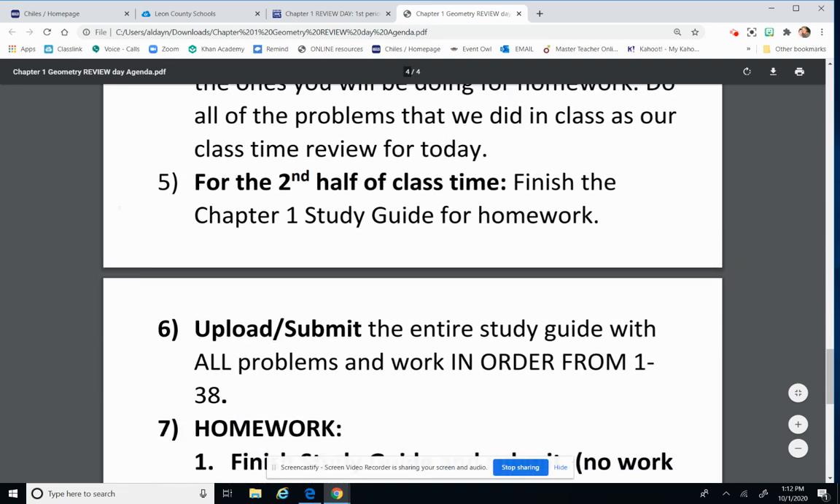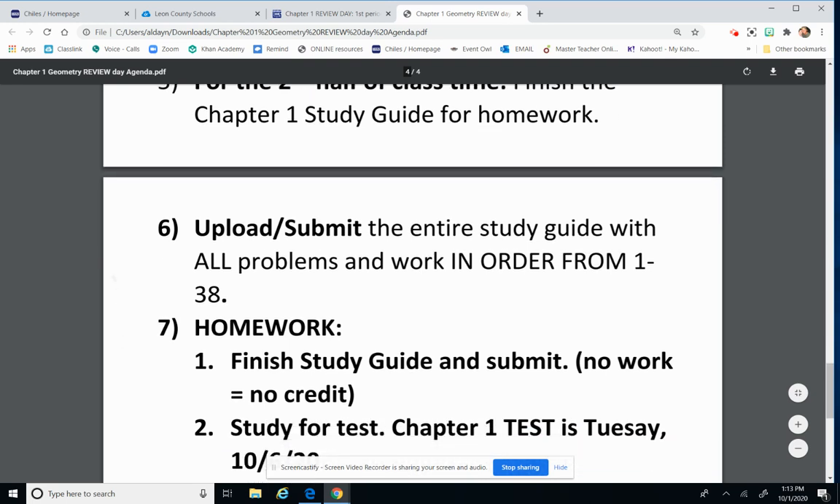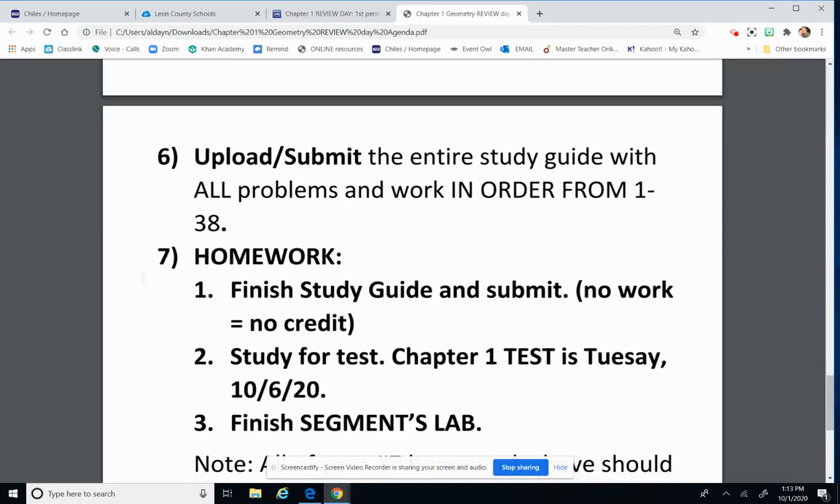And then the second half of class, you're going to be working on your Chapter 1 study guide, the ones we didn't do. That's going to be your homework. Then you need to upload and submit the entire study guide with all the problems and work them in order from 1 to 38, which I already said.